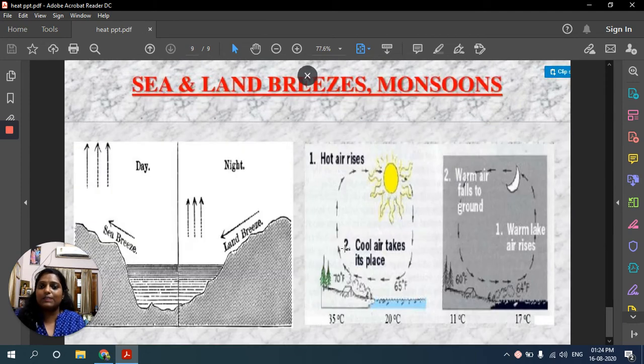This sea breeze, land breeze or the monsoons, change in the climate, all occur because of convection current in the air, or we say there are so many natural phenomena which take place because of convection current.